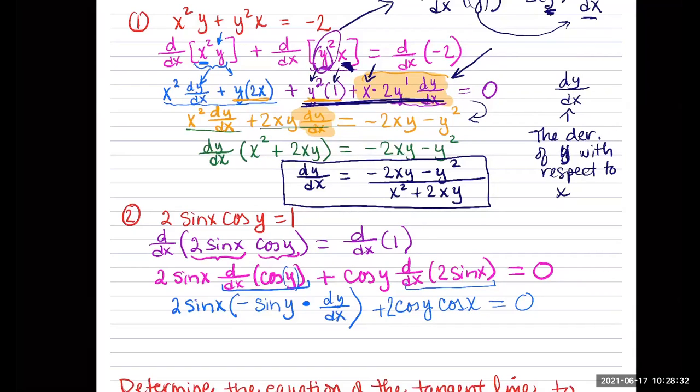Just like in the last problem, we've taken the derivative of all of those terms. Be really careful when you get to a term that has a y in it. Then we get all of the terms with the dy dx on one side, the terms without a dy dx on the other side. So this time I have minus 2 sine x sine y times dy dx equals minus 2 cosine y cosine x.